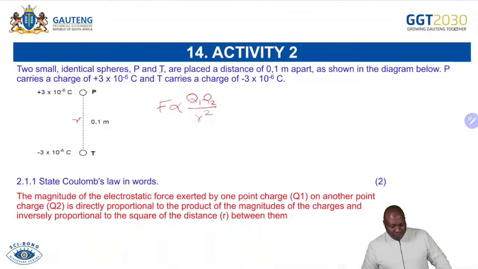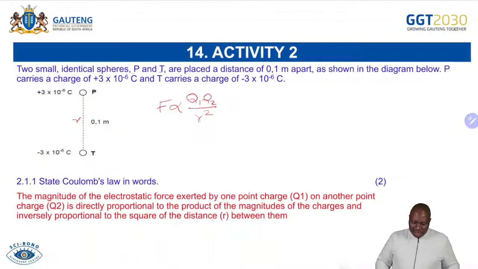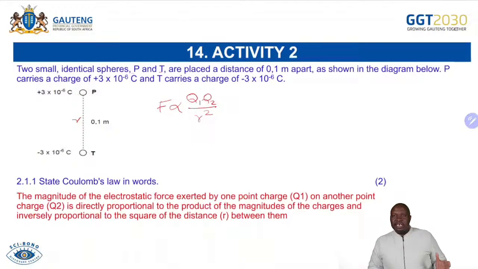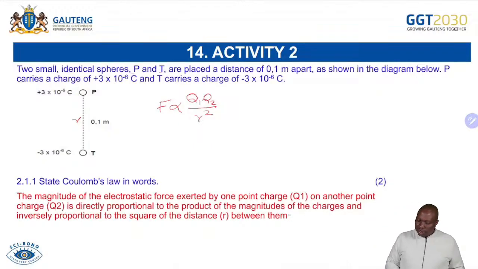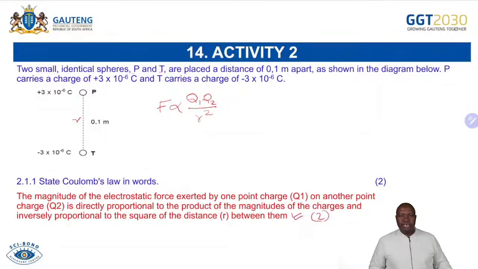The magnitude of the electrostatic force exerted by one point charge on another point charge is directly proportional to the product of the magnitude of the charges and inversely proportional to the square of the distance between them. And then you get your 2 marks here. So expect 2 marks or nothing. It's important that you know it and you state it well so that you get your 2 marks there, and then you are 2 marks richer.